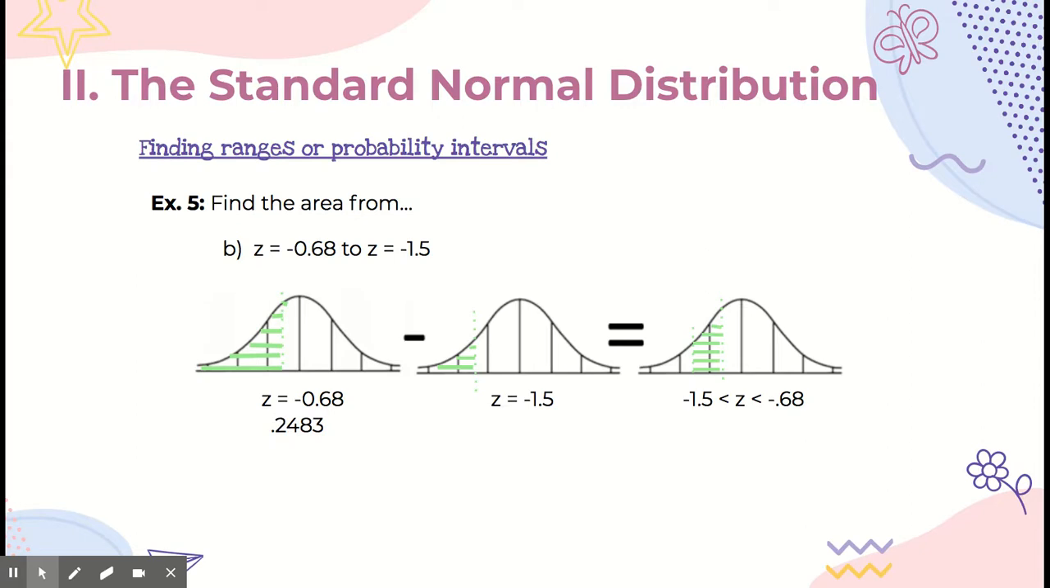So negative 0.68 is at 0.2483. Negative 1.5 is 0.0668. And when you subtract them, we get 0.1815, which is just about 18% of our graph there in the middle.